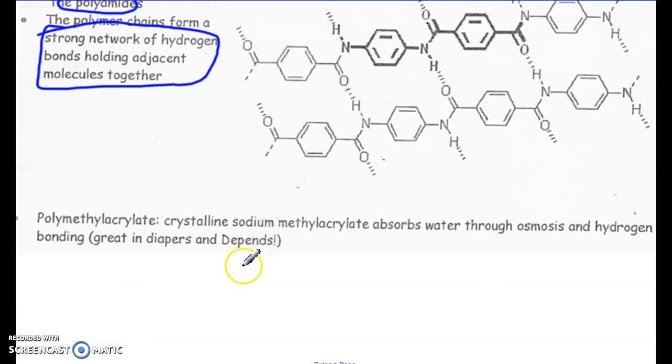The other types of polymers that are very familiar are polymethyl acrylate, which is not a formal name, but it's the material that is very absorbent that is in diapers. So they're able to absorb water due to their polarity and keep the baby or adult dry. You never know when we're going to need what we need.